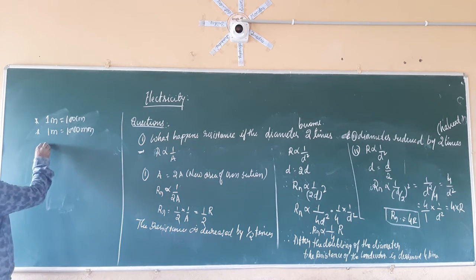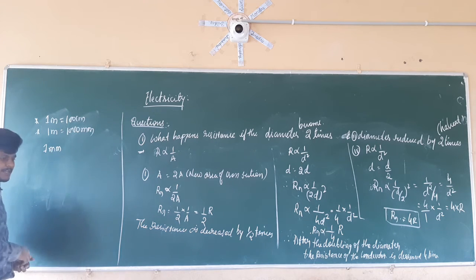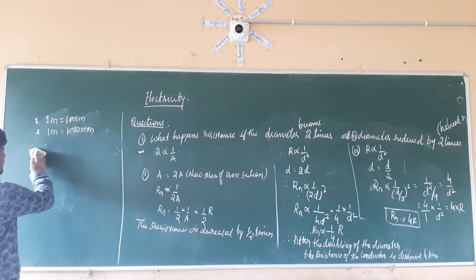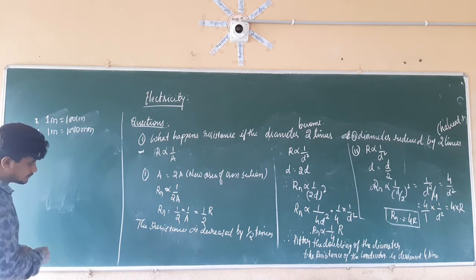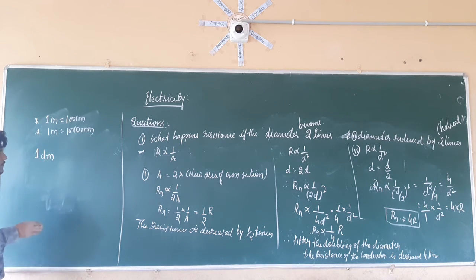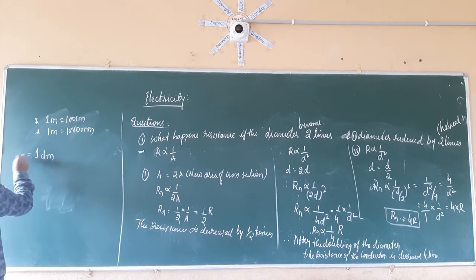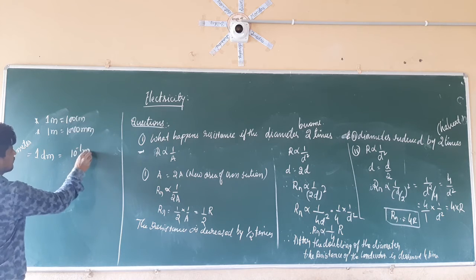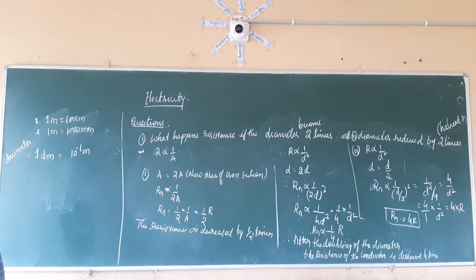What do you mean by 1 millimeter equal to how many meters? First I am going to take the decimeter. Let the decimeter be 1 dm. 1 decimeter is equal to how many meters? It is equal to 10 raised to minus 1 meters.